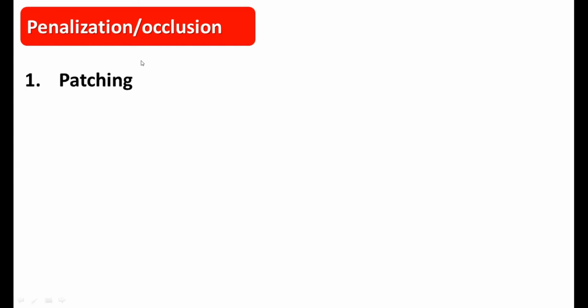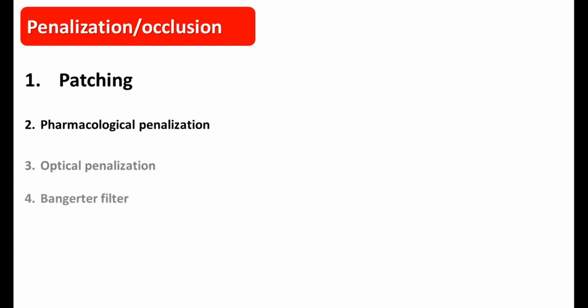So what are the lines of penalization or occlusion forms? We have patch, to patch the sound eye. We have pharmacological penalization by using atropine eye drops. We have optical penalization, and we have the Bangerter filter. These are the lines of penalization.